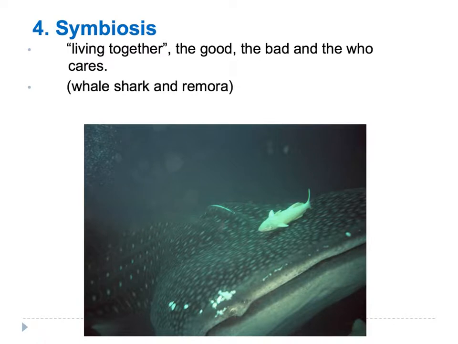Okay, now we're going to look at a big broad topic, and that's that of symbiosis. Symbiosis just simply means living together. This is the good, the bad, and the who cares types of relationships between different organisms. We're going to look at the 3 different types of symbiosis. I believe your book talks about all 3 types. If not, you're going to need to write one of them in.